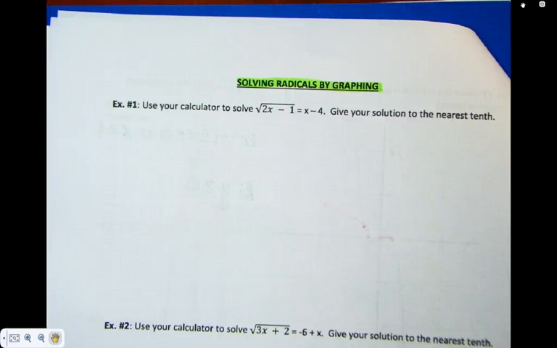Really nothing new today, just putting it together. There were two different methods on your calculator, so I'll show you method 1 for example 1, method 2 for example 2. Pick which one you like better, it doesn't matter to me.